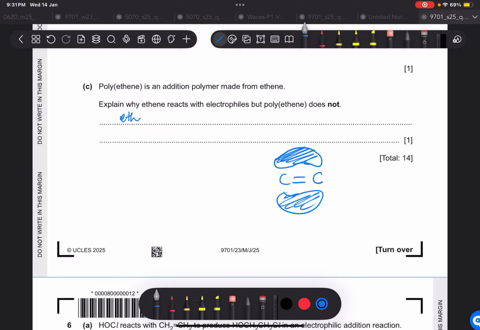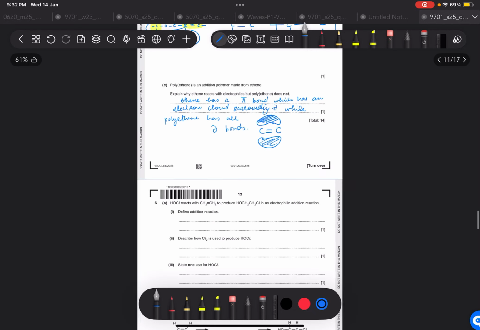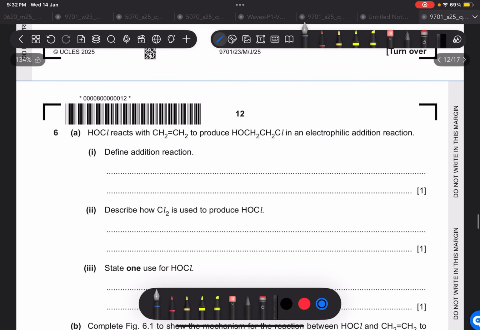So I'm going to write that ethene has a pi bond which has an electron cloud surrounding it, while polyethene has all sigma bonds. HOCl reacts with this thing to produce this thing in an electrophilic reaction.